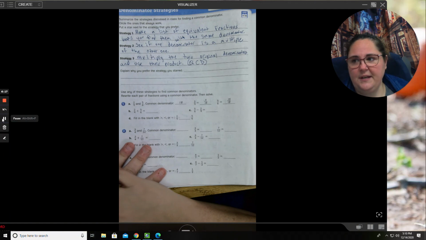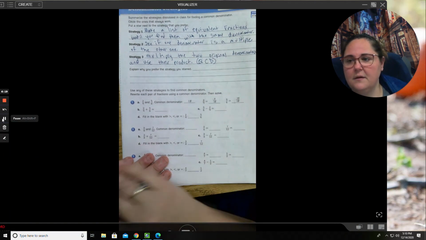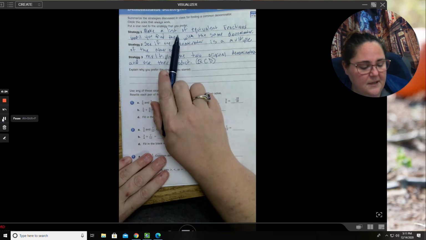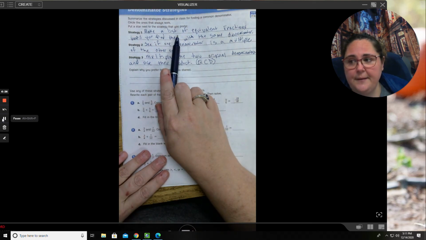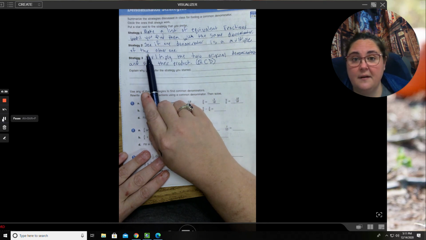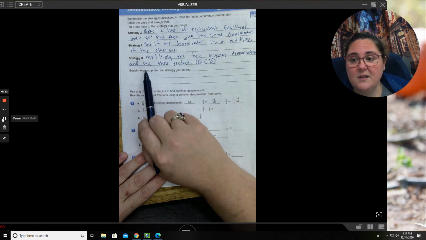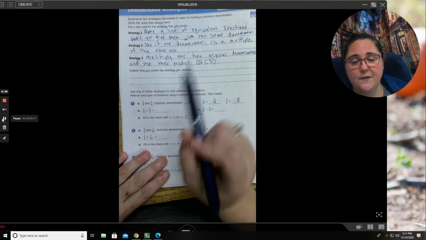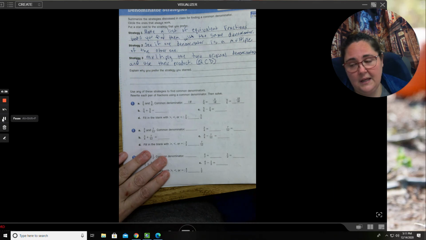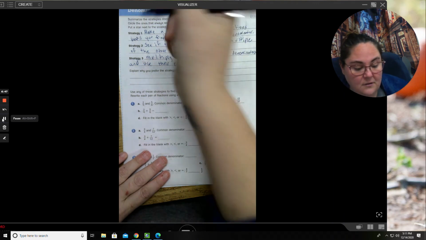Which strategy do you think you would prefer? Would you prefer to make a list of the equivalent fractions like we did yesterday? See if one denominator is a multiple of the other? Or multiply the two? What's the easiest for you? So, for me, now you know which one I like. Of these specific strategies, I prefer 2.